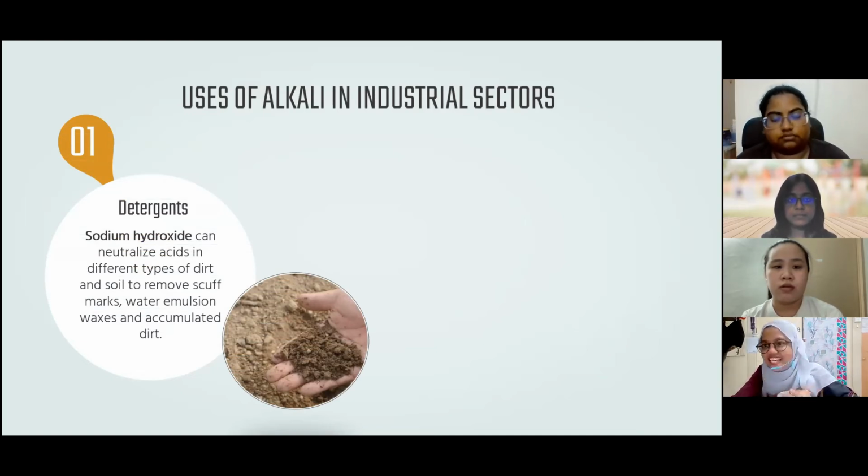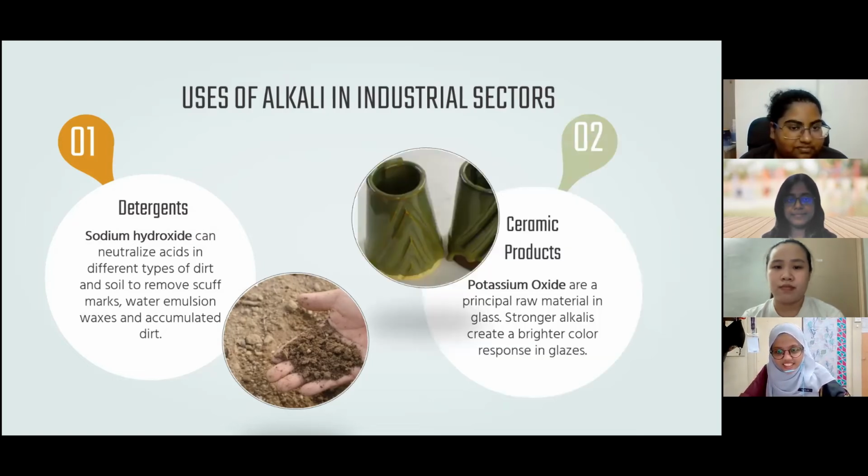And the second one, can anyone guess? Not sure, teacher. It's okay. Let's see. The second one is used in ceramic products. Potassium oxide is a principal raw material in glass. Stronger alkalis can create a brighter color response in glazes.